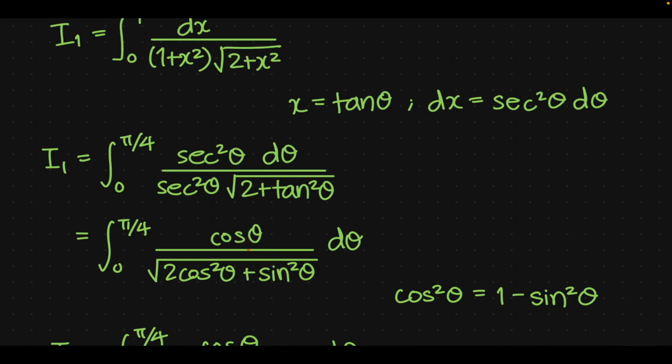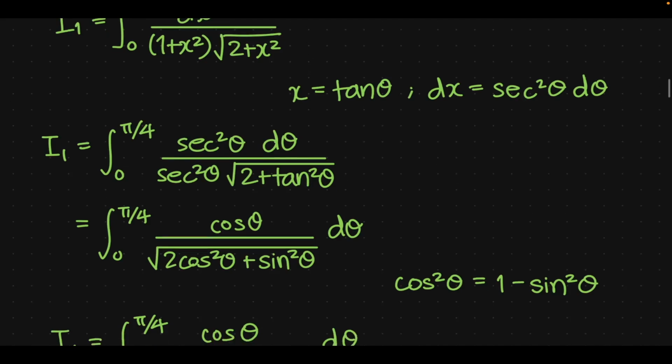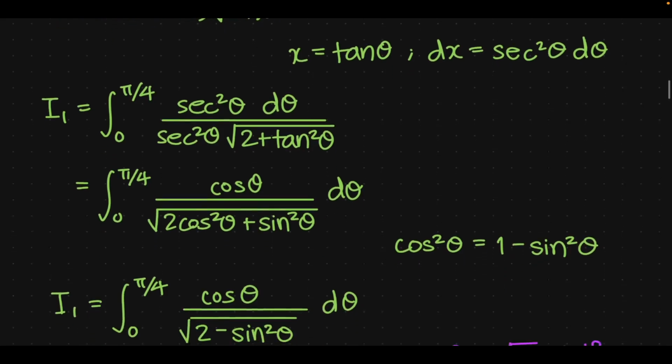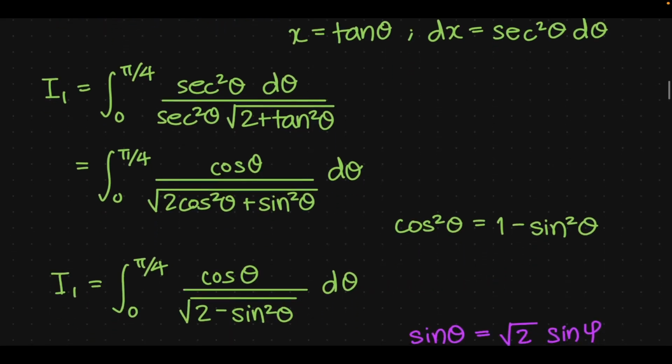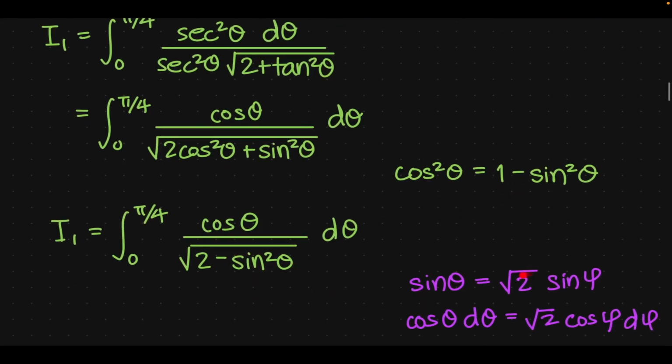We want to integrate this, the derivative of sine, cosine, is in the numerator, so we would like to have this cosine squared in the denominator in terms of sine, so that we can do a nice u substitution. So cosine squared theta is equal to 1 minus sine squared theta from the square relations of trigonometric functions. We have I1 is integral 0 to pi over 4 of cosine theta over the square root of 2 minus sine squared theta, using this relation, d theta.